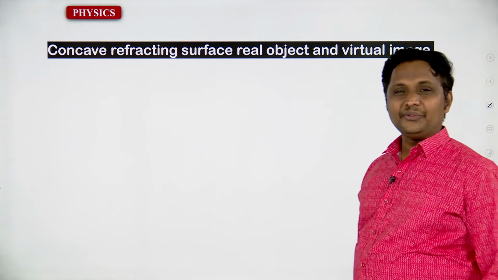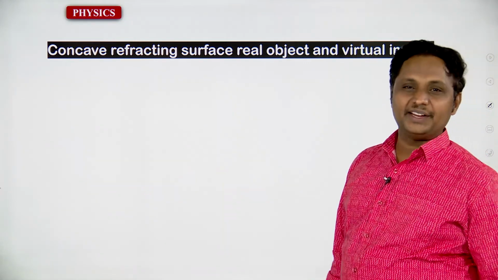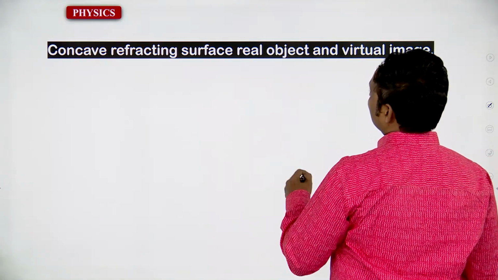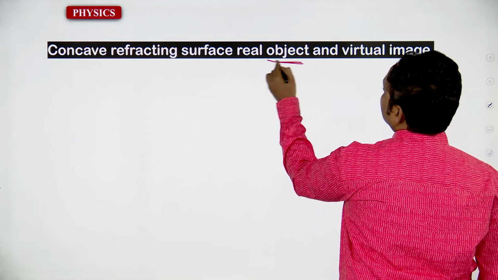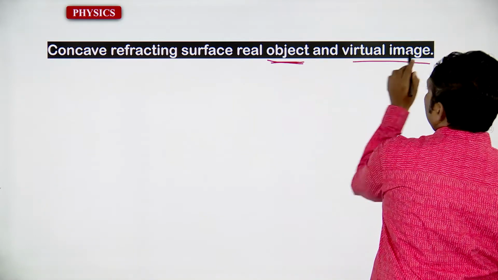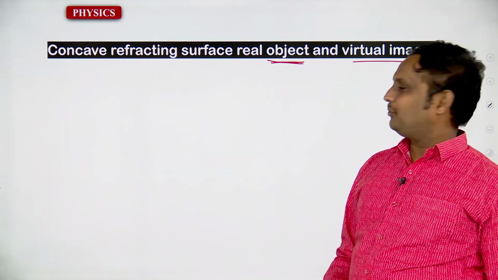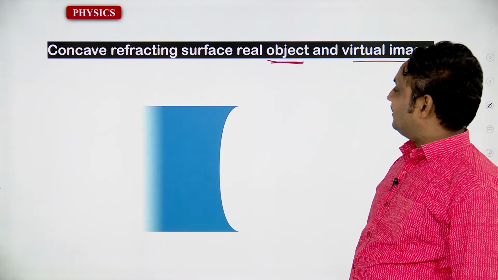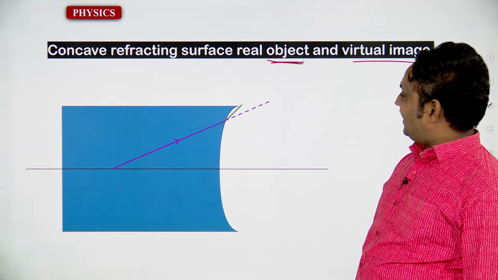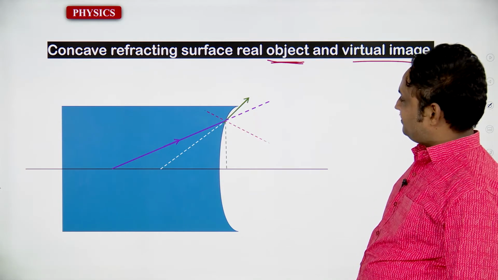So, a concave refracting surface, a single concave refracting surface, gives a real object and a virtual image. You may expect that the object position is correct, and that the position of the image is at a wrong place. You have to see and confirm this.